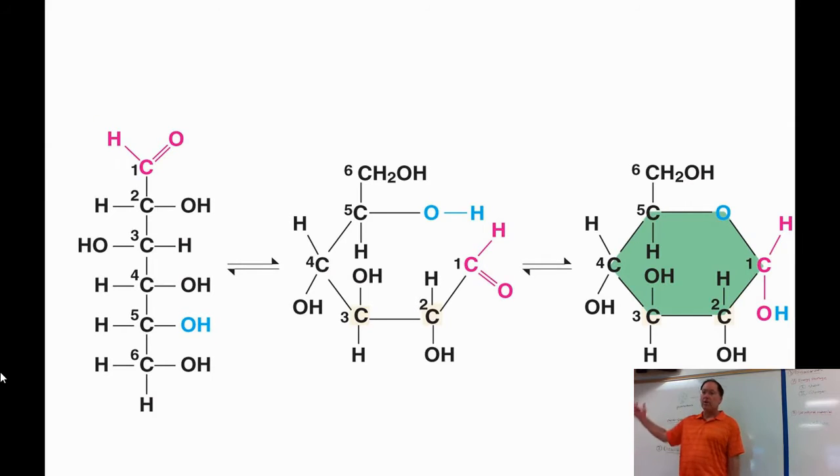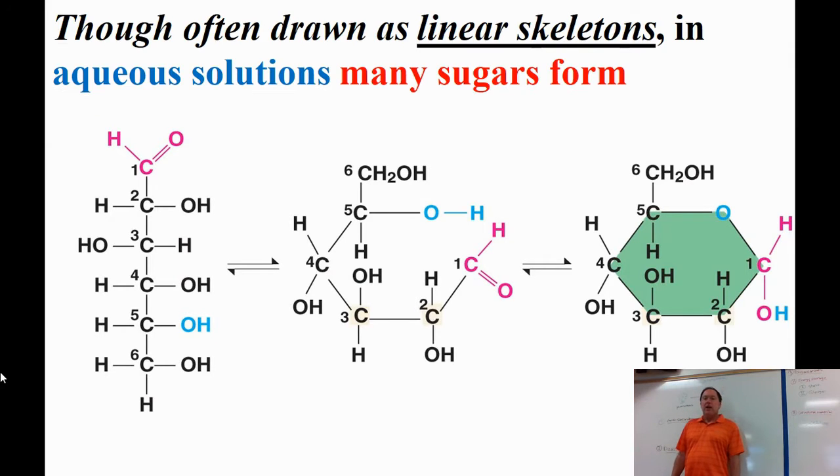Let me show you what this glucose looks like. Here it is. Life exists in an aqueous environment, and I told you that water likes to surround this thing. So often you don't find it in a linear form, a line form. You find it in a ring form.